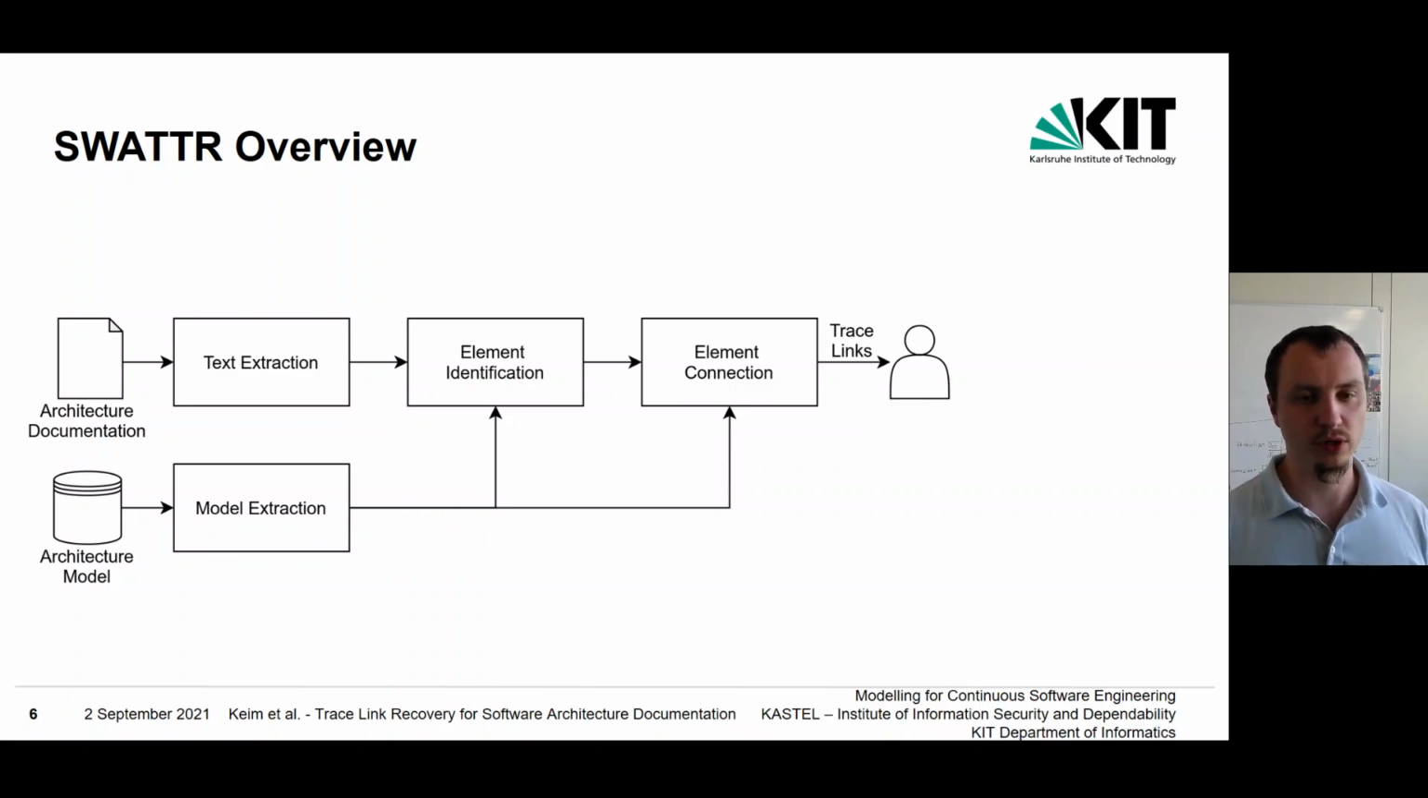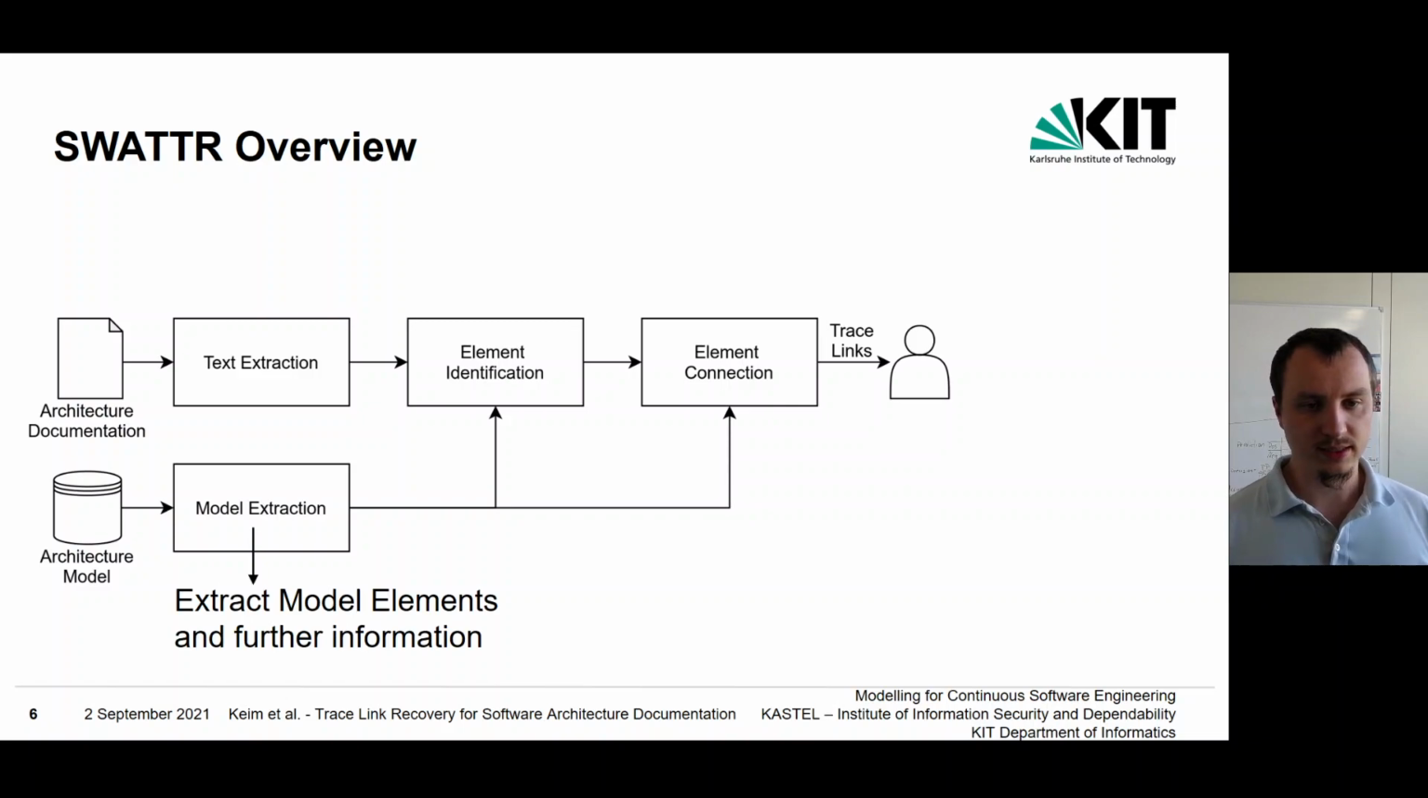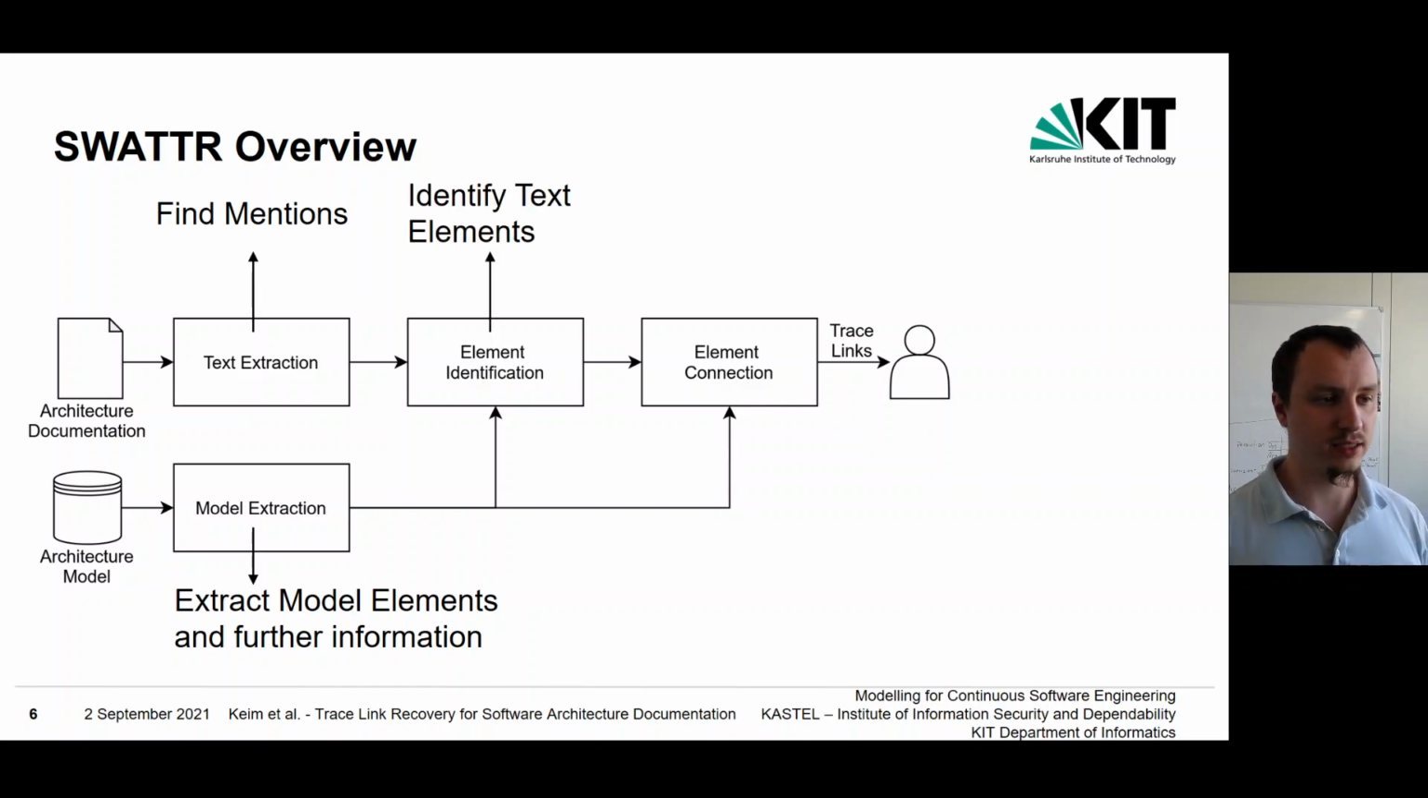With that tracelink model in mind, let's look at the overview of our approach. First, on the model side, we extract and create model elements. On the text side, we analyze the text to identify mentions and do initial clustering of same or similar entities. We then refine and further analyze these mentions and cluster them to create text elements. Lastly, we filter and refine even more and then analyze the existing information to finally create the tracelinks.